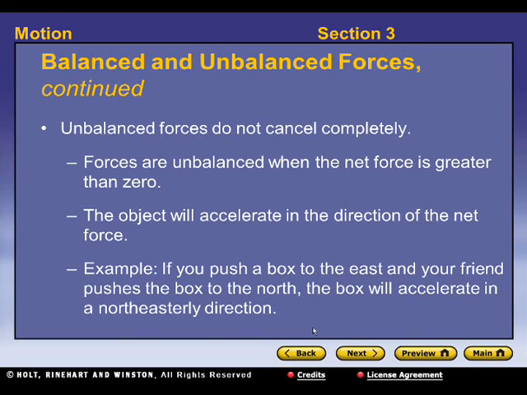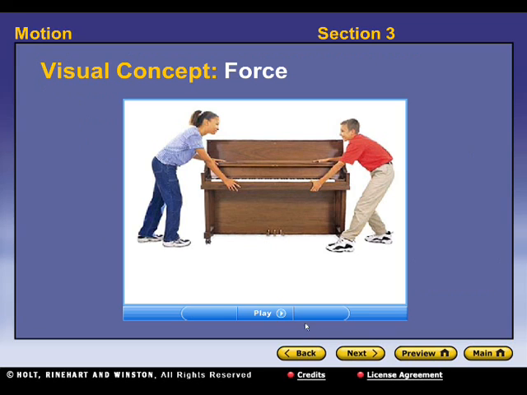If you push a box to the east, and your friend pushes a box to the north, the box is actually going to accelerate and go in between those two, at an angle, in a northeasterly direction. So you have a force going one way and a force going the other. They don't cancel each other out because they're not equal and opposite, but those two together give you one force that the box feels, in this case the northeastern force.